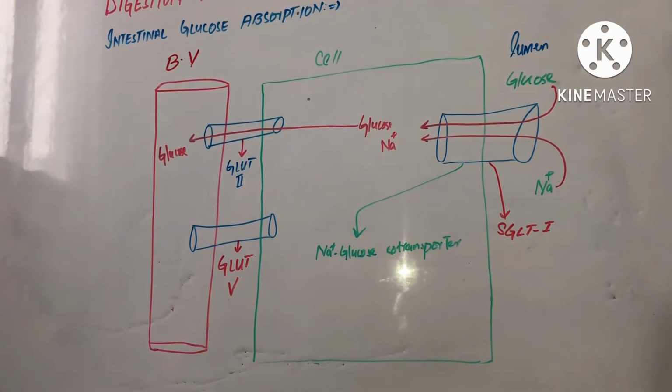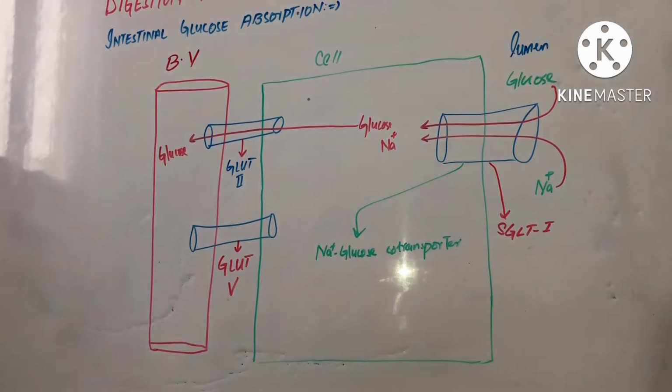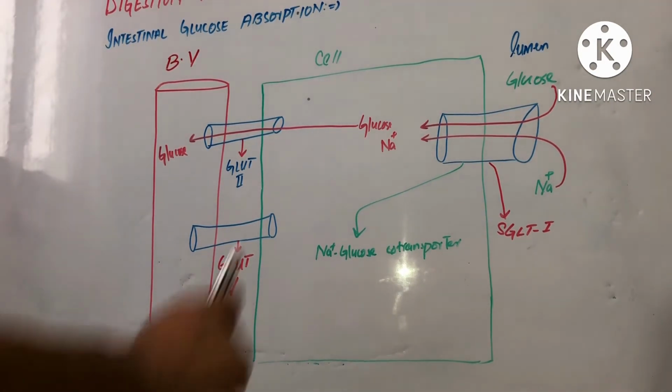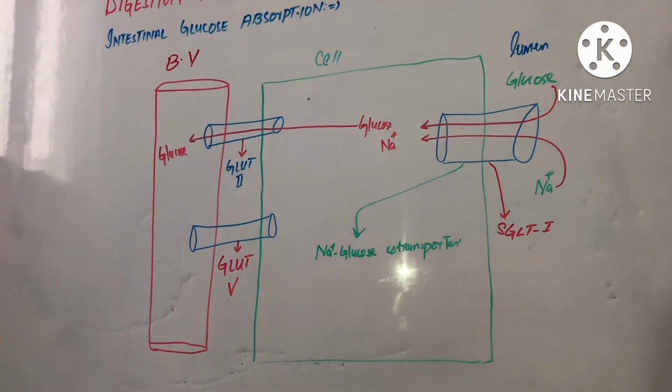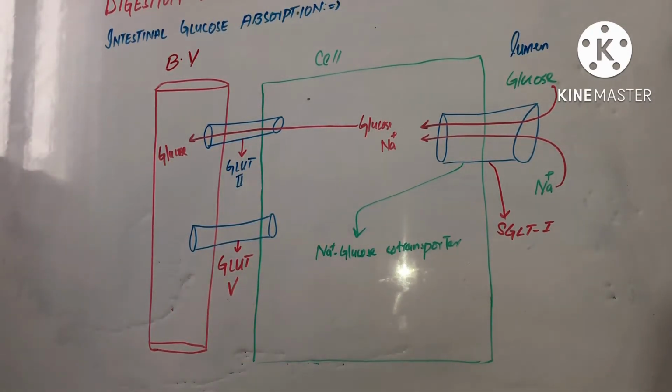This co-transporter or channel is called SGLT1. This is a channel protein in the intestine for glucose and sodium absorption. All these co-transporters, SGLT1, are considered secondary active transporters. Suppose you are giving a solution which is rich in glucose from outside; along with the glucose, sodium will also be absorbed because both have the same co-transporter.